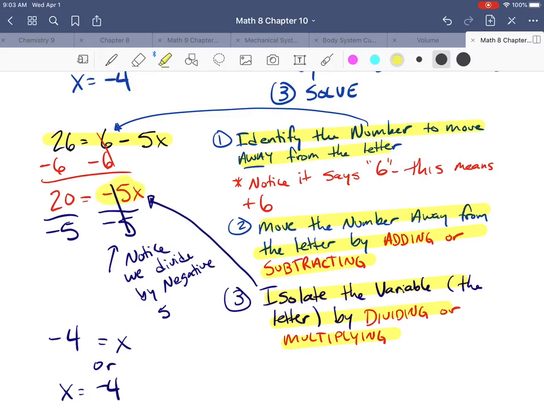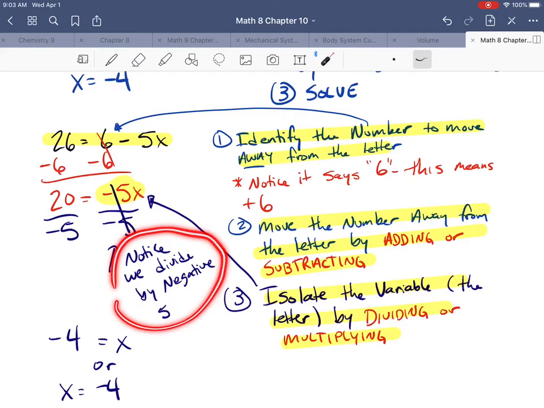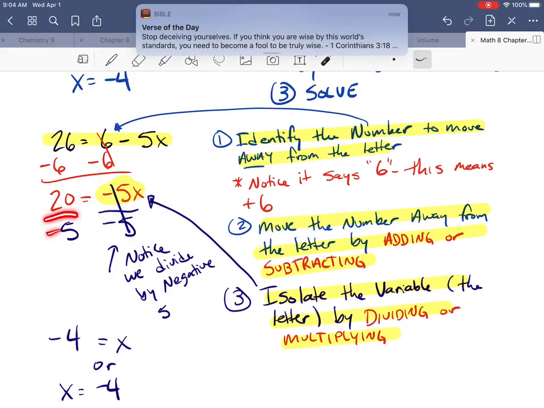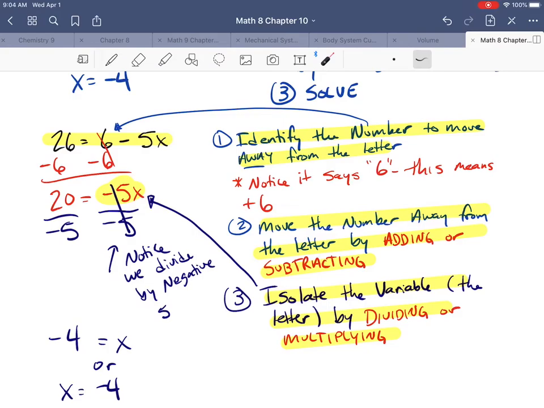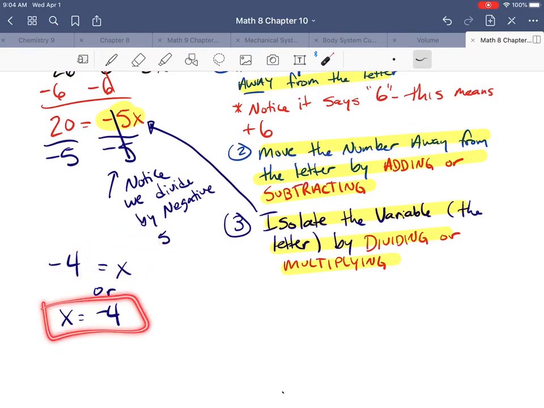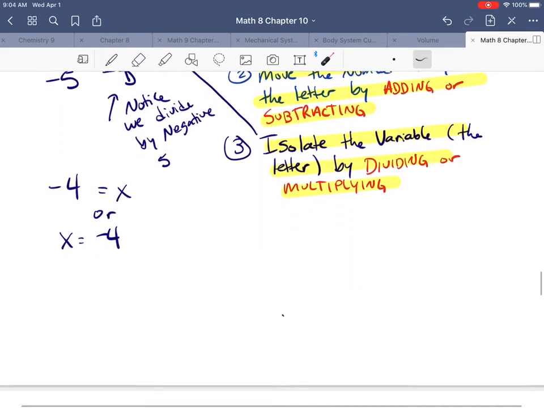So we've got to deal with this negative 5x. What do we do? We put a line under that and divide by negative 5. Make sure that we divide by the negative because this comes with it, okay? And so negative 5x, we have to divide by negative 5 so that we can cancel that out. Divide by negative 5, and then we get negative 4 equals x, or x equals negative 4, like I write it like this, okay? So that's how you do that part.